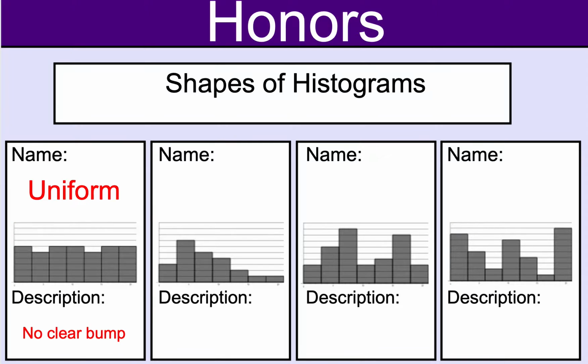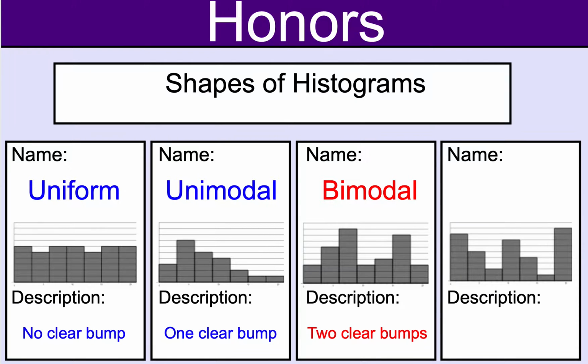The first form we're going to look at is called uniform, and this is where there is no clear bump along the data. The next one is unimodal. That means that it has one clear bump. Then we have bimodal, which is two clear bumps. Notice that these two aren't exactly the same height, but they seem to be pretty significant in the data.